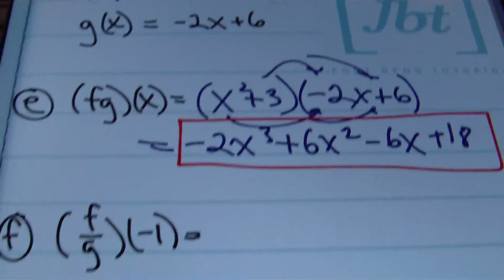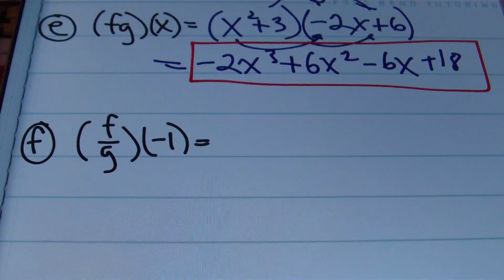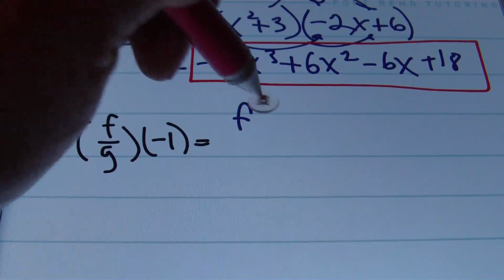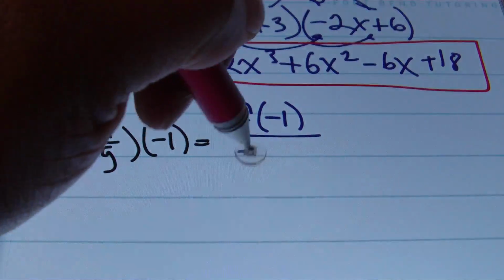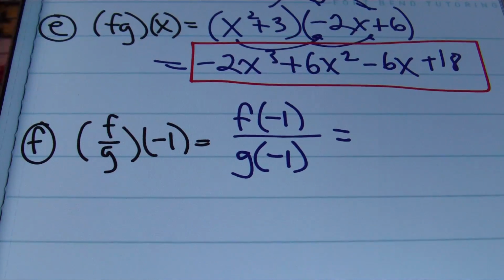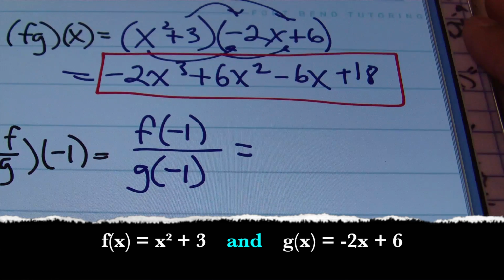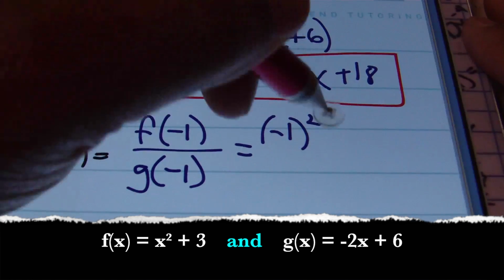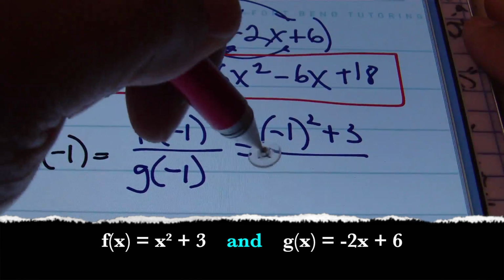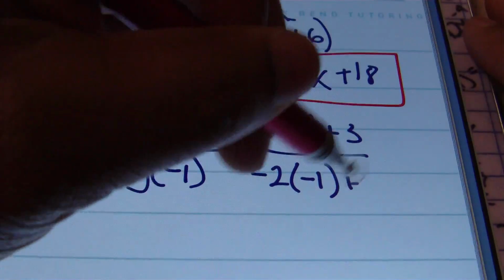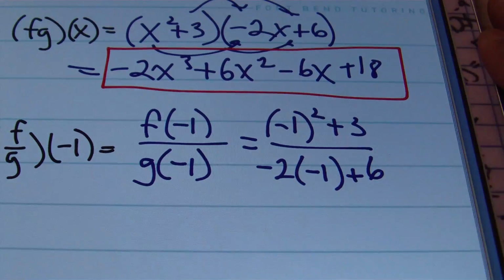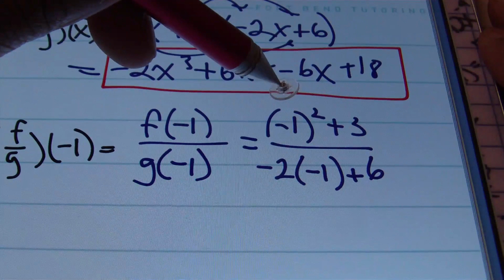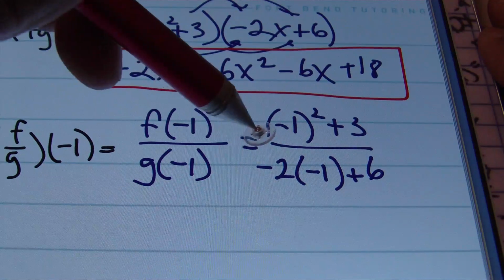That was part 1E. Now, in 1F, we're asked to find f divided by g of negative 1, or f over g of negative 1, or the quotient of f and g negative 1. All right, so different ways to say it, same result. This means that I have f of negative 1 divided by g of negative 1. All right, and so continuing this setup, I can show that f of negative 1 would be negative 1 squared plus 3 divided by negative 2 times negative 1 plus 6. So this is my setup thus far, showing that I've plugged in negative 1 into the f function in the numerator, and then I plugged in negative 1 into the g function in the denominator.